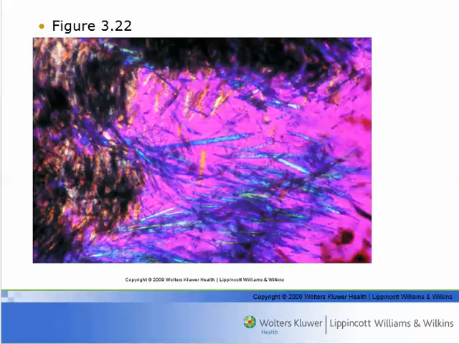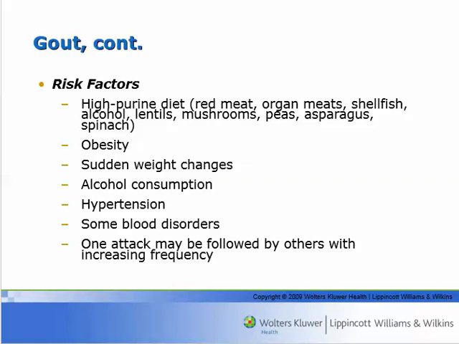This is actually a photograph of the uric acid crystals, and you can see they look like little needles, and you can almost imagine the pain that causes in the joint when that's there. So high purine diets are the big thing. Red meat, organ meats, shellfish, alcohol, asparagus, and think of that like kind of that rich man's diet.